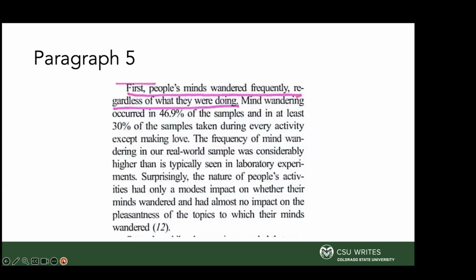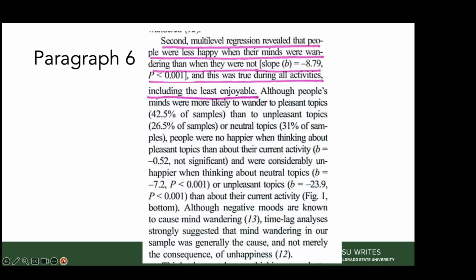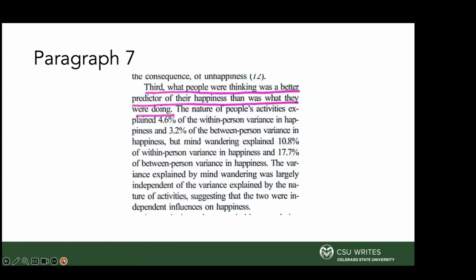So first, and we know it's first because they tell us it's first. First, people's minds wandered frequently, regardless of what they were doing. Second, multi-level regression revealed that people were less happy when their minds were wandering than when they were not. And this was true during all activities, including the least enjoyable. Third, what people were thinking was a better predictor of their happiness than what they were doing.